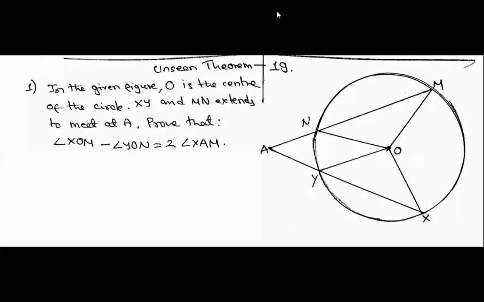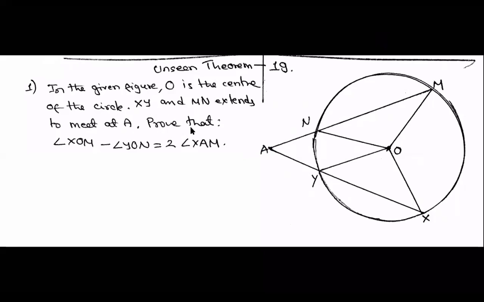Hello everyone. The previous video was a little bit covered with the pictures, so let me describe the unseen questions 19 and 20 again. In the given figure, O is the center of the circle, and XY and MN are chords. From here the line is drawn up to A, so it is extended up to A.